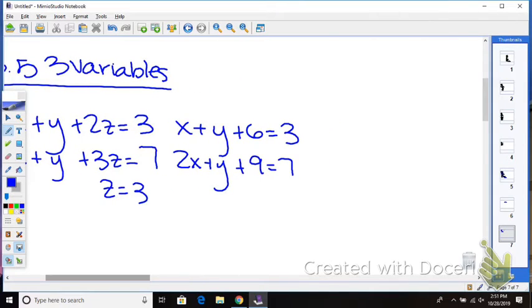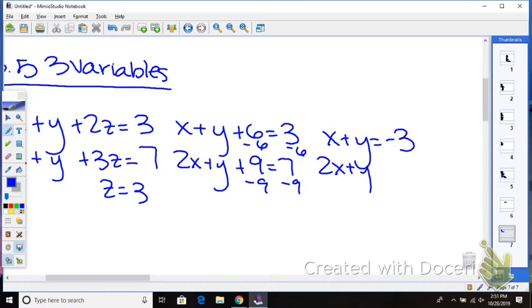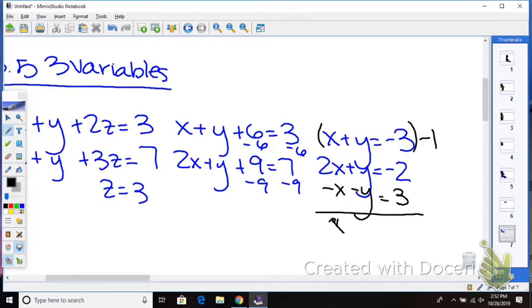Now, what is our next step for this one? I'm going to kind of skirt this fast. Move 6, move 9, and then solve like we did for our bell ringer. So I have x plus y equals negative 3. And then 2x plus y equals negative 2. And now it's just like your bell ringer, right? Or all the stuff we did last week. Let's go ahead and multiply the top one by a negative 1. And when I do that, I have negative x minus y equals 3. So I have x equals 1.